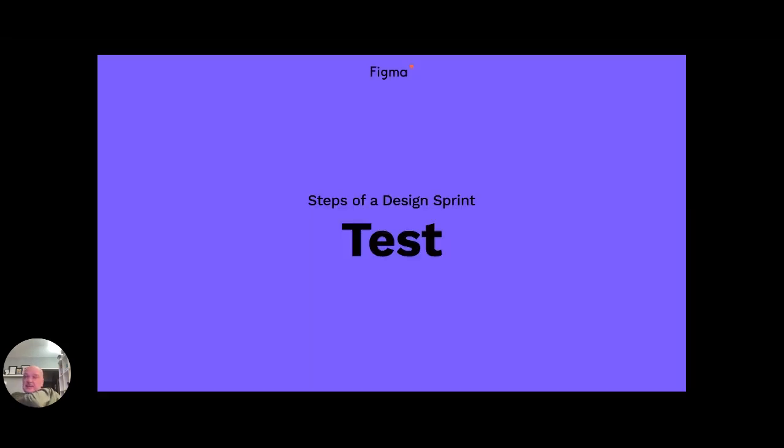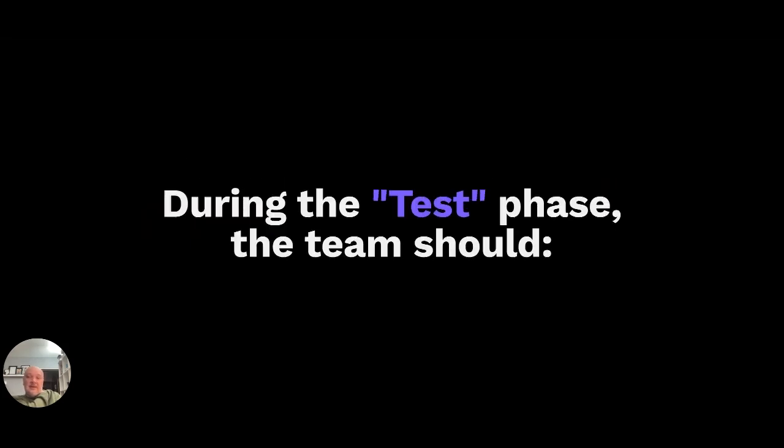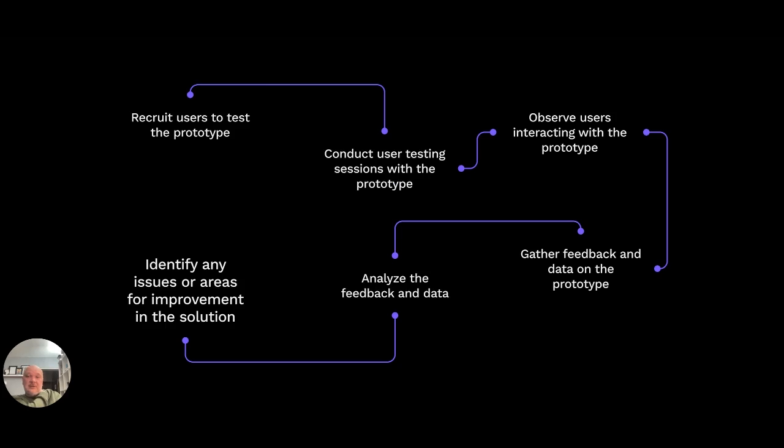And as we mentioned, the last day or the fifth day is the test phase or test day. This is the final step in a design sprint, and it's all about validating the solutions with the user. The goal of this phase is to gather valuable feedback on the prototype created during the prototype phase, or the 4th day, and to use that feedback to make any necessary adjustments to the solutions. And during the test phase, the team should recruit users to test the prototypes.